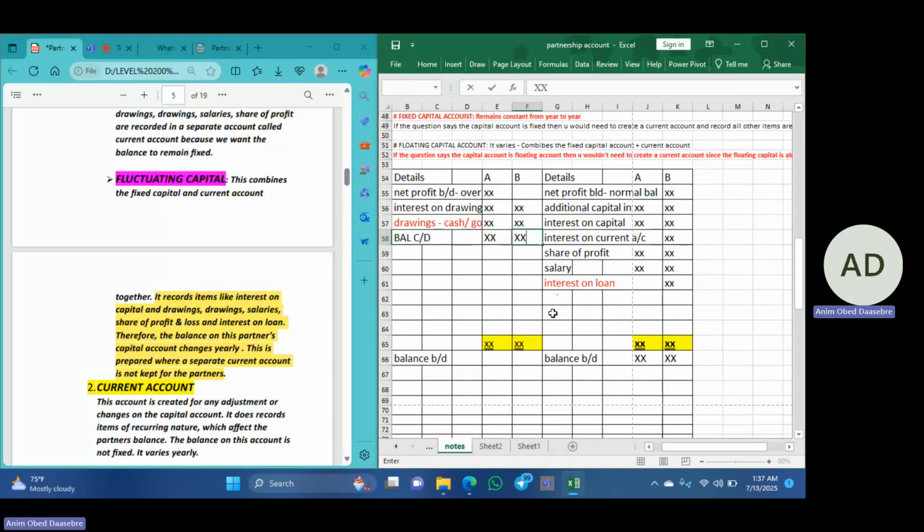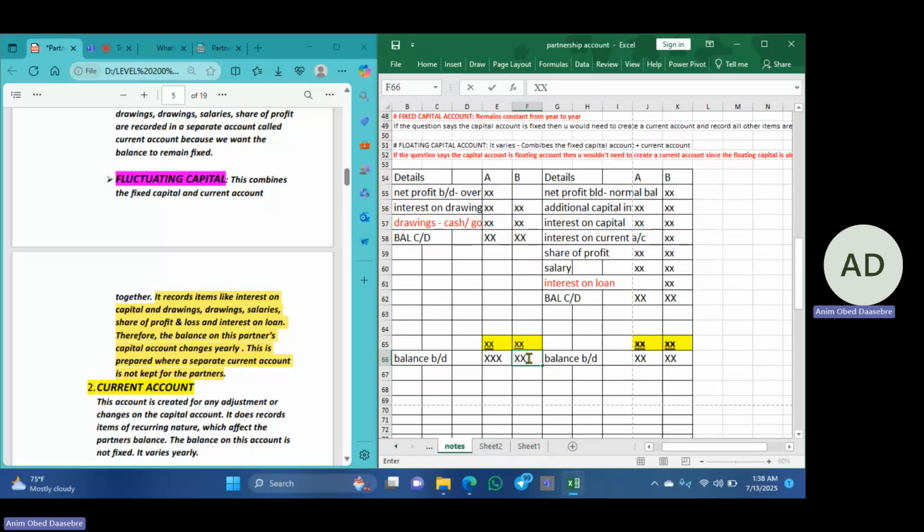Right. If maybe the debit side is greater than the credit side, then the totals will be at the debit side, then the balance c/d will now come to the credit side. Then you record that also here. Then at the end of the month or at the end of the year, we will transfer them to this side. Right. Transfer them to this side.